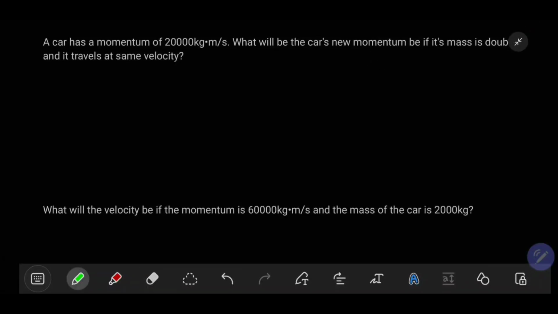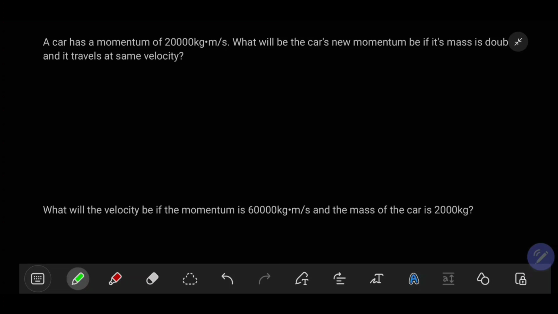All right, I want us to check this example here. A car has a momentum of 20,000 kg meters per second. And then the question says, what will the car's new momentum be if the mass of the car is doubled and it travels at the same velocity?